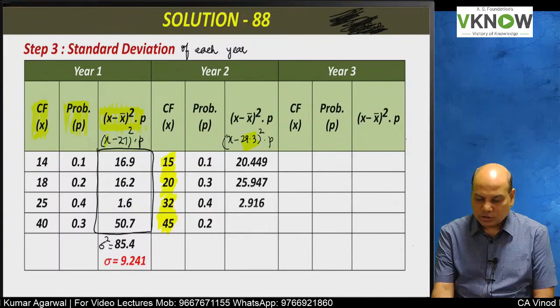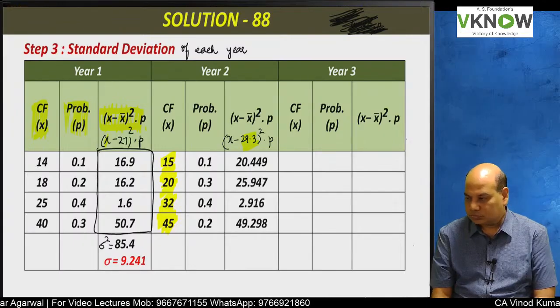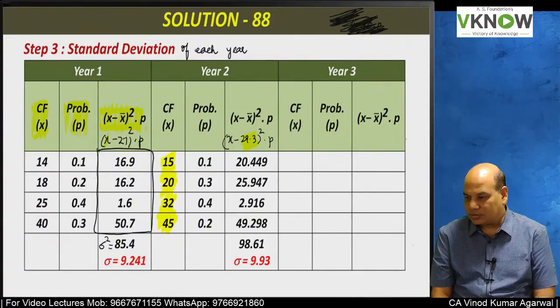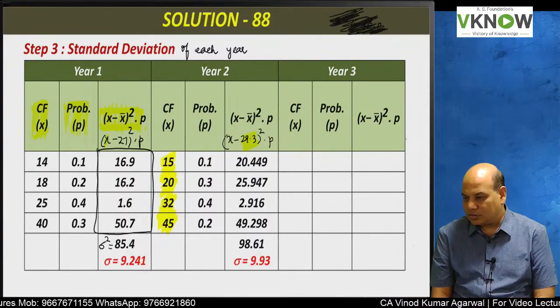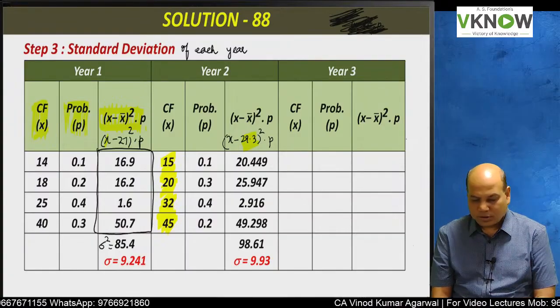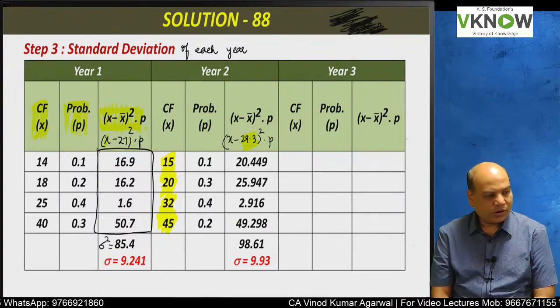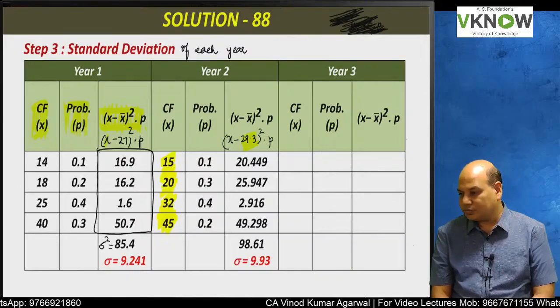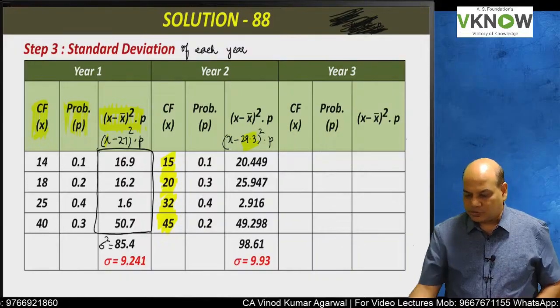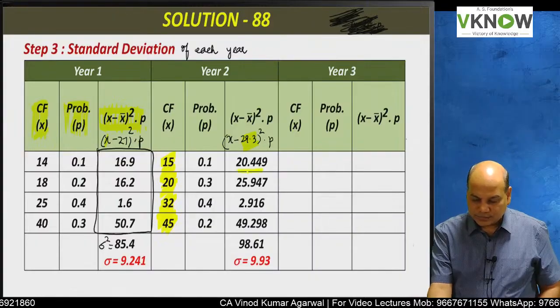Total of the year 2 is how much? 100 point something. I am getting 98.61. No problem. Take the square root. Is it 9.93 approximately? Please check your calculation again. Check these numbers again.